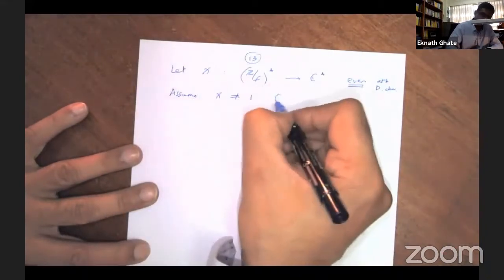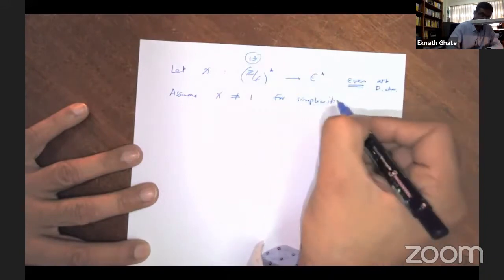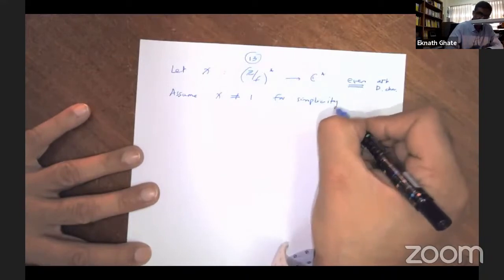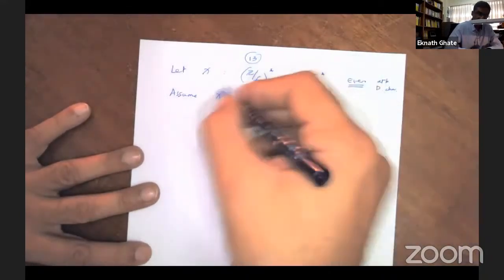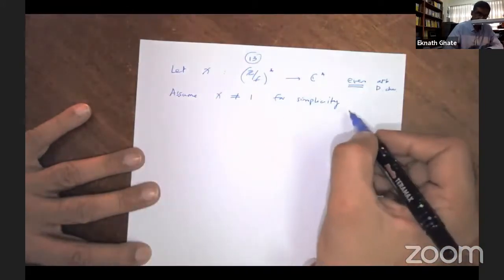And let us assume that chi is not 1 for simplicity, because as I said, there are some analyticity issues about the poles of that p-adic L function. So assume that chi is not 1 for simplicity.